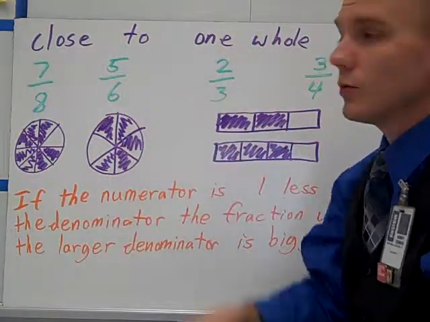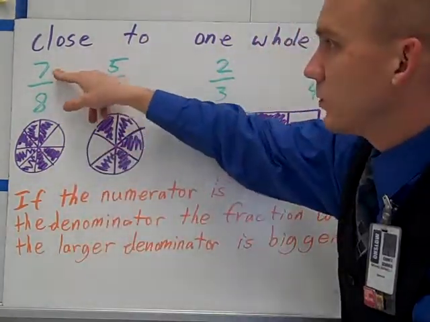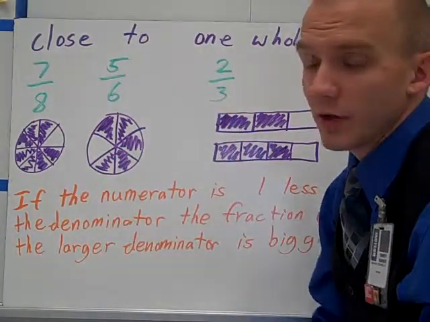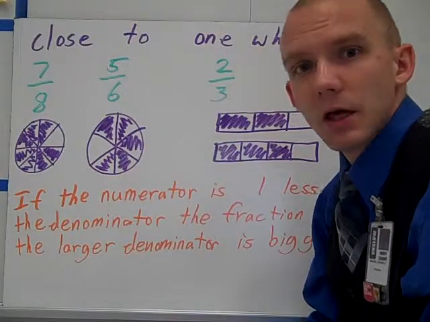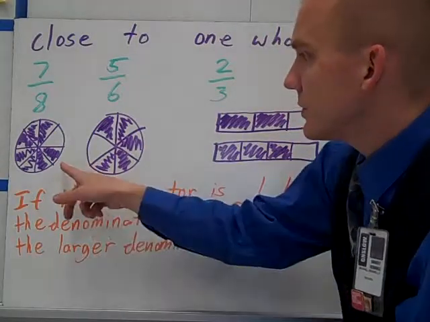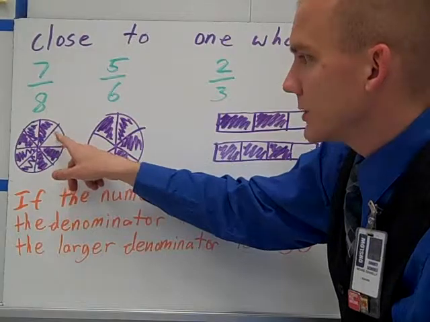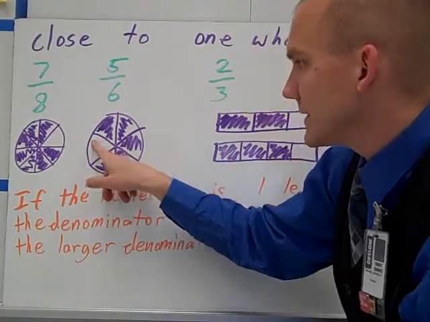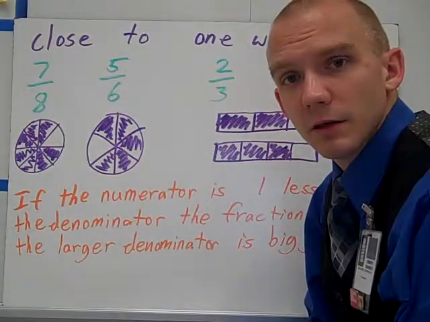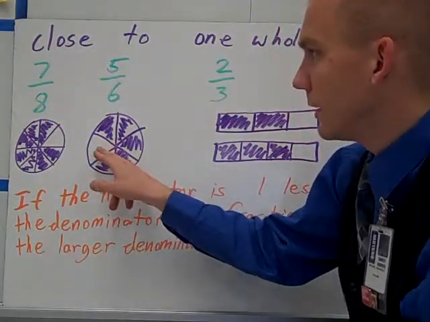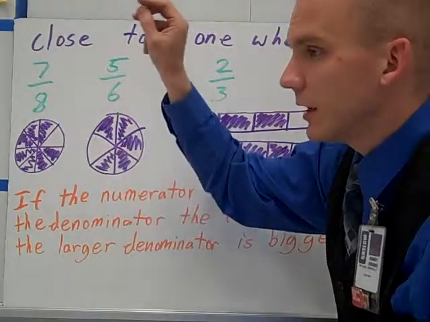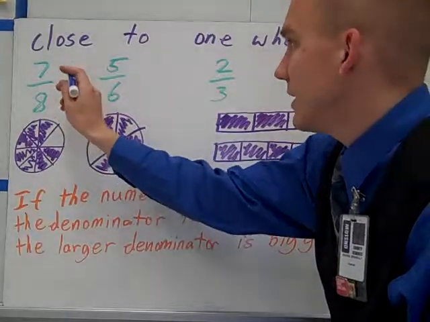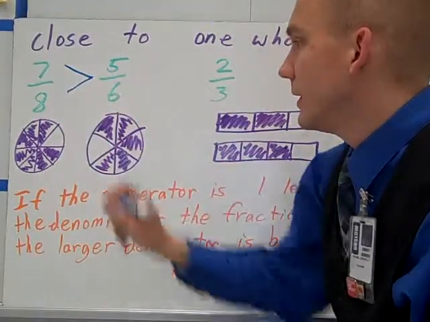Tricky one here is close to 1 whole. 7/8 is 1/8 away from being a whole, and 5/6 is 1/6 away from being a whole. So which one is bigger? Which one is smaller? Here's some circles to look at. This circle has all but 1 filled in for 8ths, and this circle has all but 1 filled in for 6ths. Well, this 6th is a larger piece than the 8th, so it's further away from 1, meaning this one's closer to 1. If the fraction's closer to 1, that means it's bigger. So 7/8 is actually greater than 5/6.